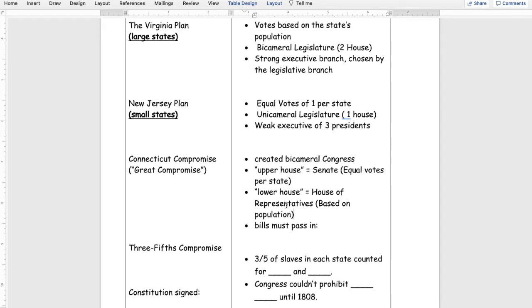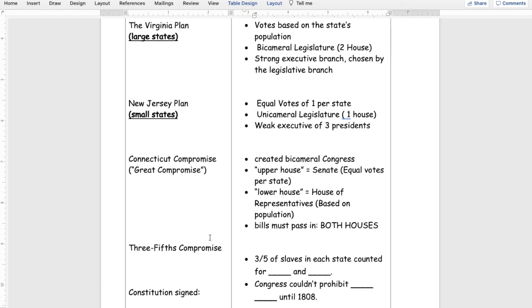However, to make sure everything is fair and that all states can agree, for a bill to become a law, a bill must pass in both houses. If it passes in the Senate but not the House of Representatives, no dice. And vice versa. If it passes in the House of Representatives but the Senate disagrees on it, that bill does not become a law. And this was huge. And we call this the Connecticut Compromise or the Great Compromise because they took pieces from both plans and they created this amazing plan of government to make sure that all states were represented equally.